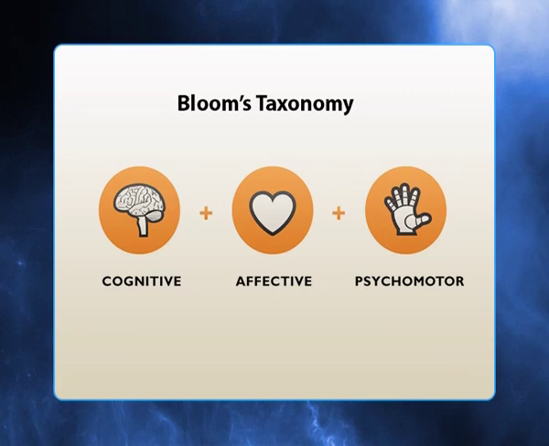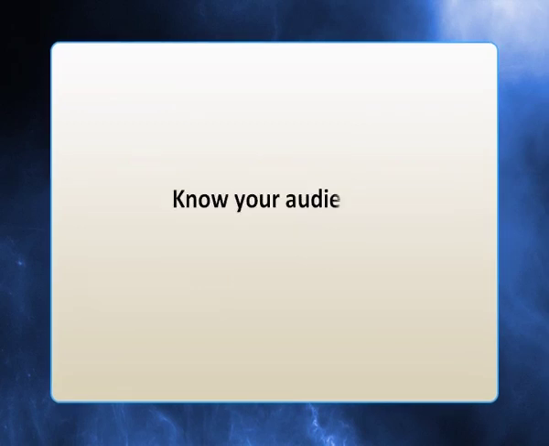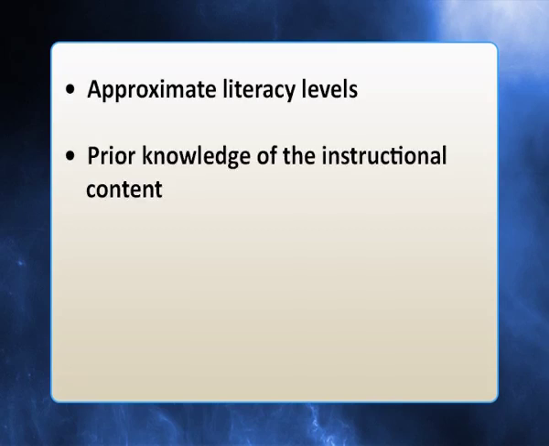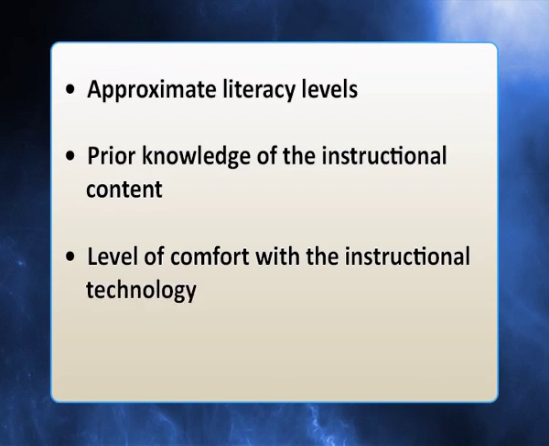Classify your instructional objectives according to the three learning domains: cognitive, affective and psychomotor, and try to create goals for demonstrable skills and behaviors. Number 2, know your audience. This principle is just as important in instructional design as it is in public speaking, especially in a distributed learning situation. You may not have as much information about your learners as you would like, but you should be able to ascertain some essential facts such as approximate literacy levels, prior knowledge of the instructional content, level of comfort with the instructional technology, and degrees of motivation.